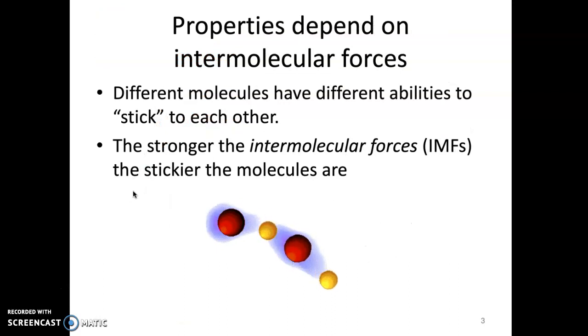So these different properties, particularly physical properties, depend on intermolecular forces. Okay, I know that's a huge mouthful. You'll see me refer to them as just IMFs throughout this. Basically, what intermolecular forces mean is that if you have two molecules near each other, they might be able to stick to each other pretty well. You're kind of seeing these two molecules stick to each other as they interact. Okay, and the stronger the intermolecular forces, the stickier the molecules will be with each other.